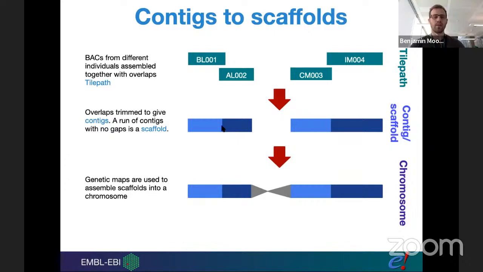So this is how the contigs are represented in Ensembl. They're represented as these blue lines that are made up of light and dark alternating blue colors. A run of contigs with no gaps is called a scaffold.